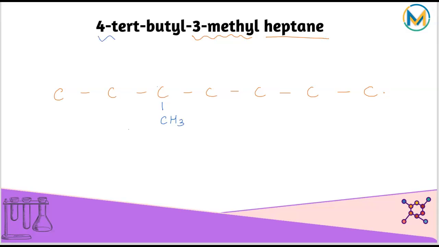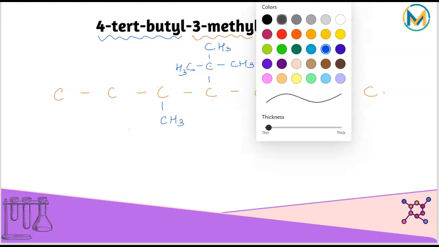Then 4-tertiary butyl. On the fourth carbon we have a tertiary butyl group. So tertiary butyl will be like this: 1, 2, 3, 4 carbons, and the tertiary group is like this. So CH3 here, this is CH3, this is CH3. We've put all the substituents.